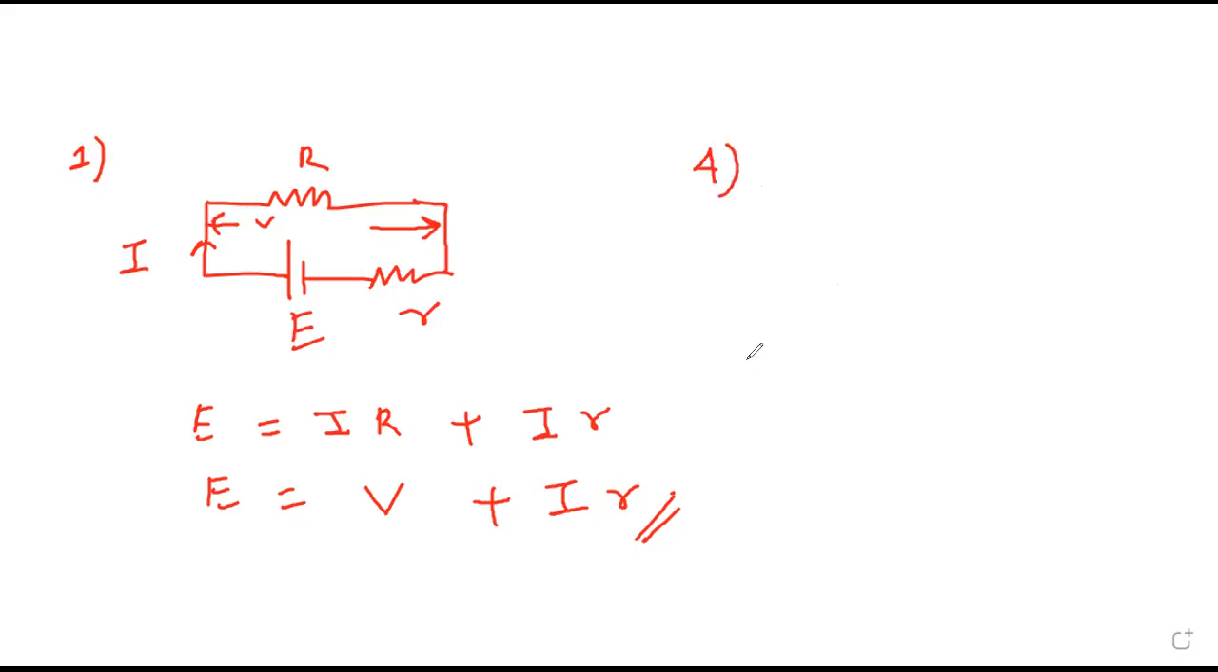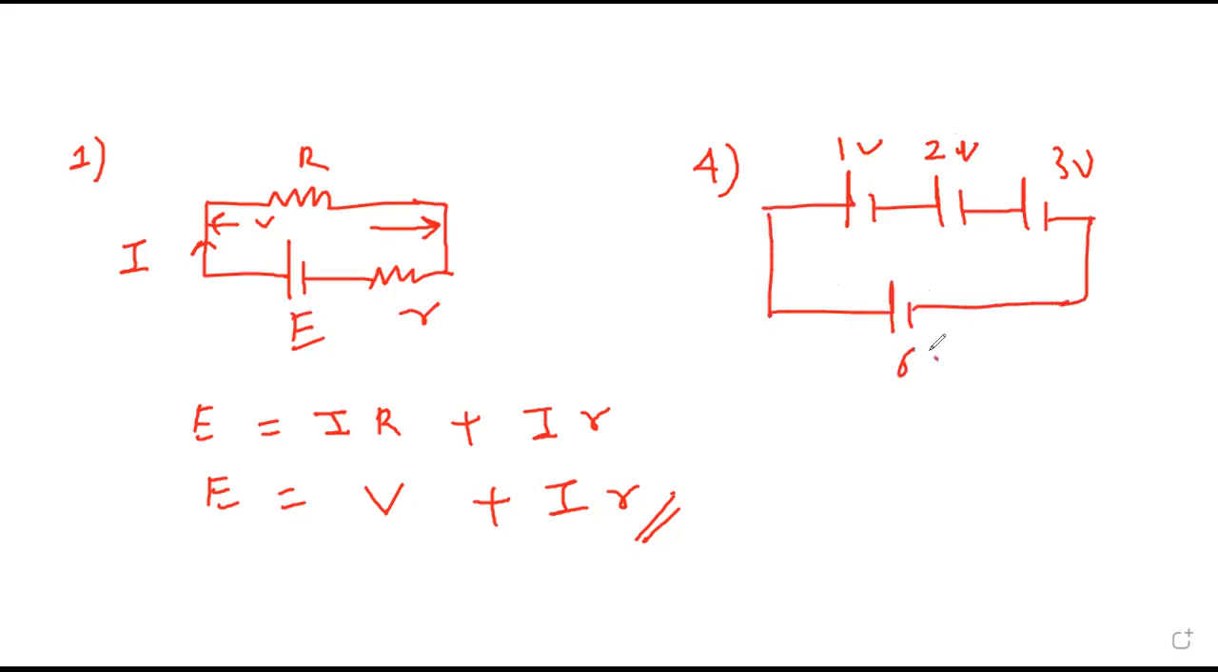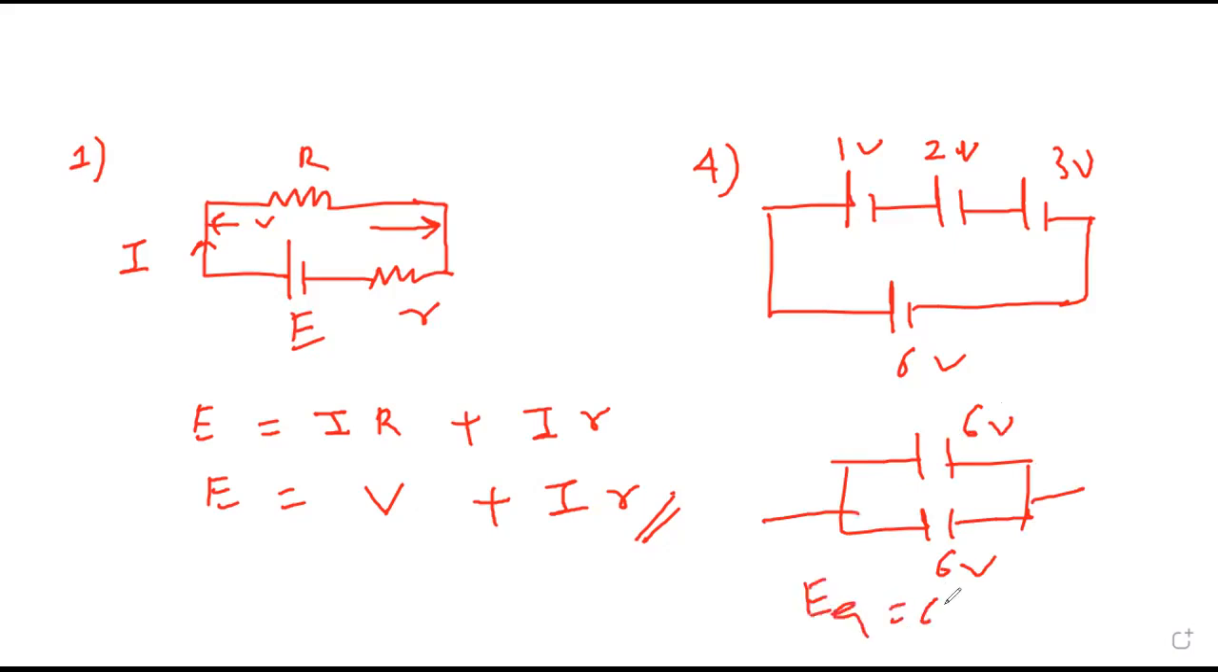Fourth one. Find the EMF of cell as shown in the figure. Orally you can tell. This is 1, this is 2, 3. 3, 2, 1. What is total voltage? All are in series? 6. And 6 in parallel. What is result? 6. Again 6. 6 volt is the answer.